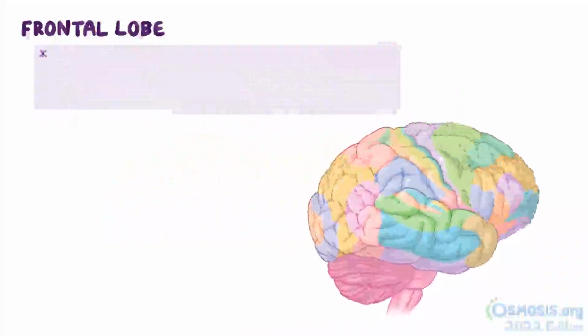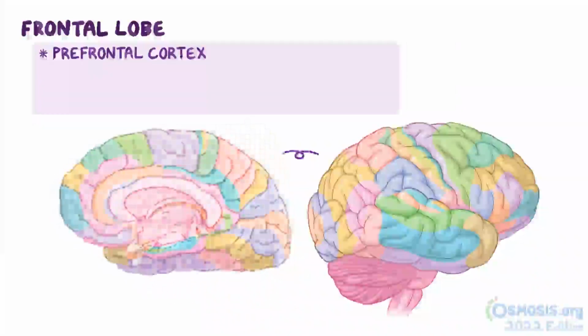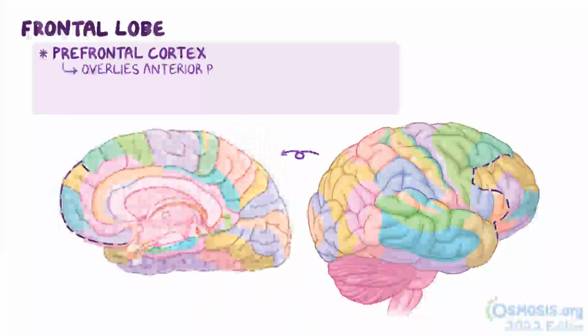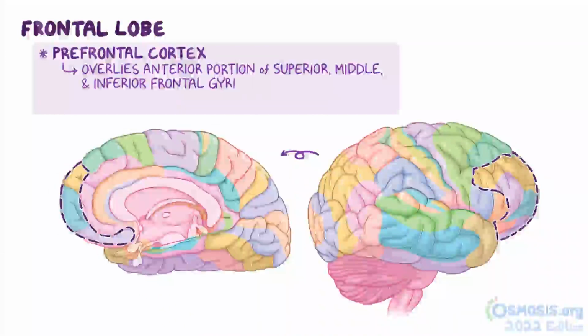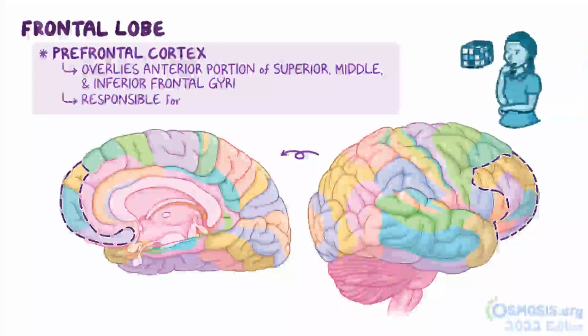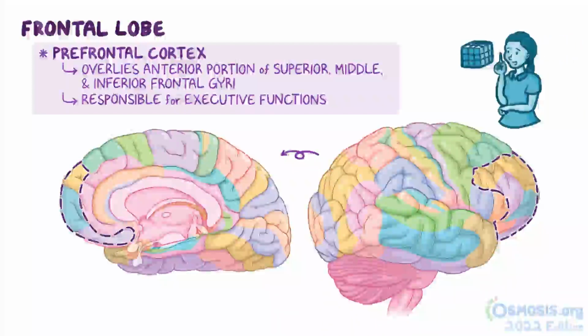And lastly, we have the prefrontal cortex, which is located anterior to the premotor cortex and overlies the anterior portions of the superior, middle, and inferior frontal gyri. The prefrontal cortex has rich connections to other parts of the brain, and it's responsible for mainly what has been coined as executive functions, which include reasoning, planning, social behavior, judgment, and much more.